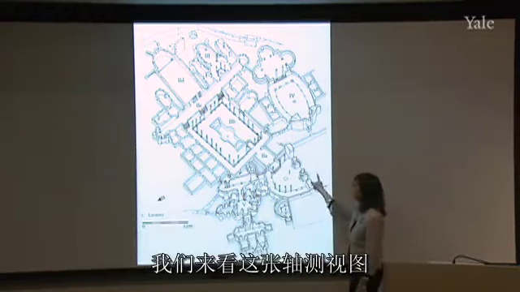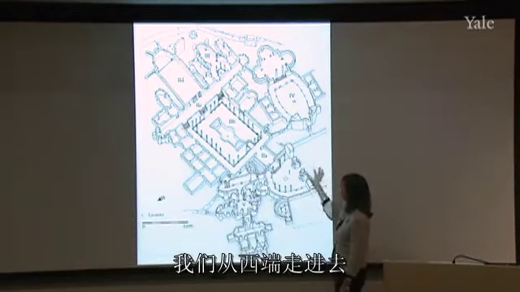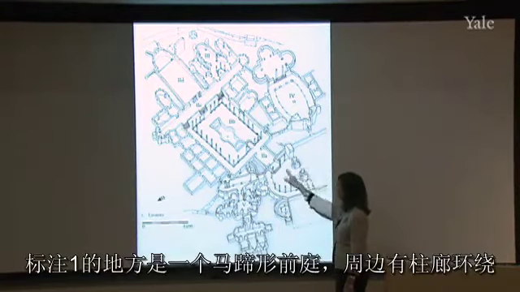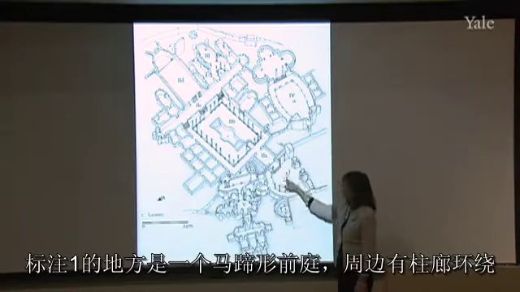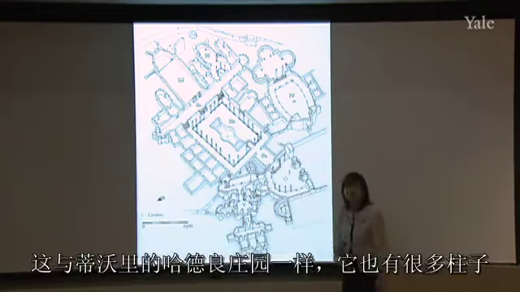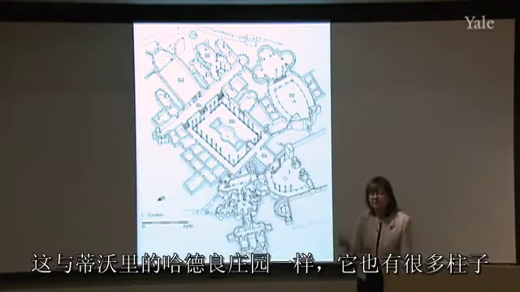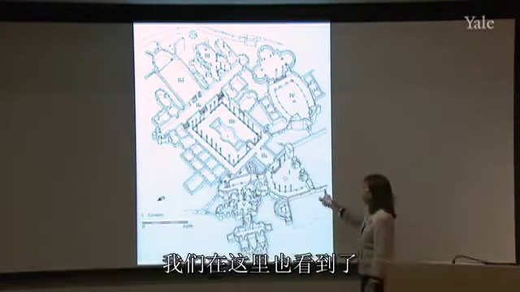As we walk through this axonometric view, you see we enter on the western end. At 1, we see a horseshoe-shaped vestibule with columns all around. This villa, just like Hadrian's villa at Tivoli, does have a lot of columns. We see those here.